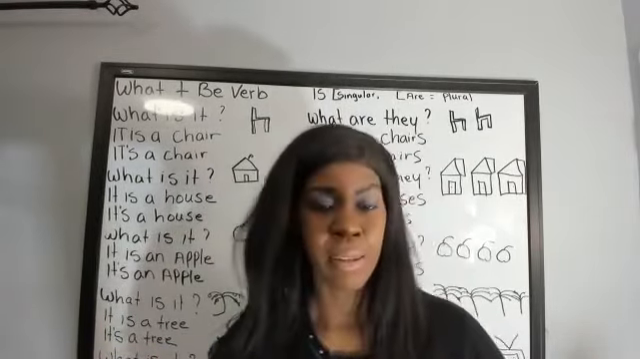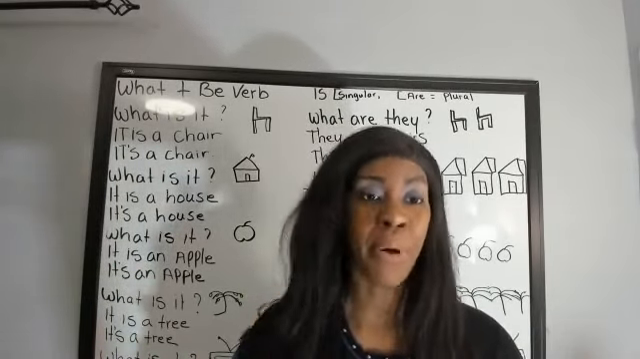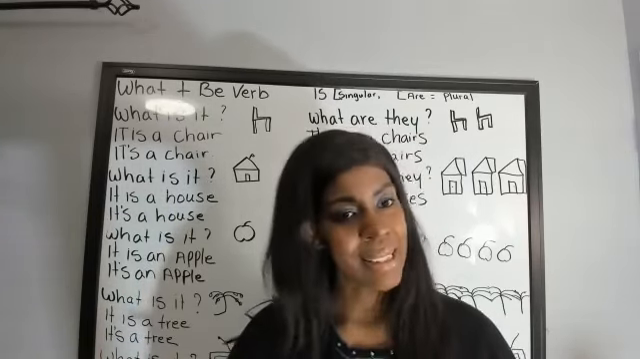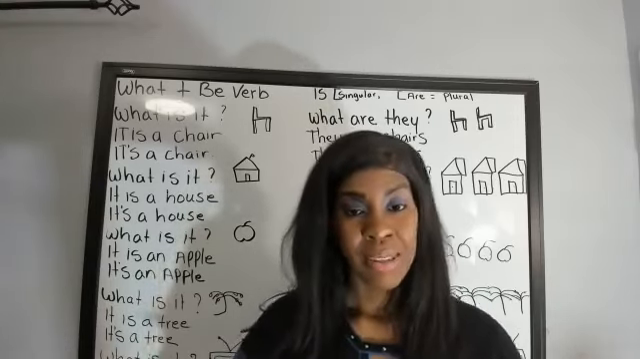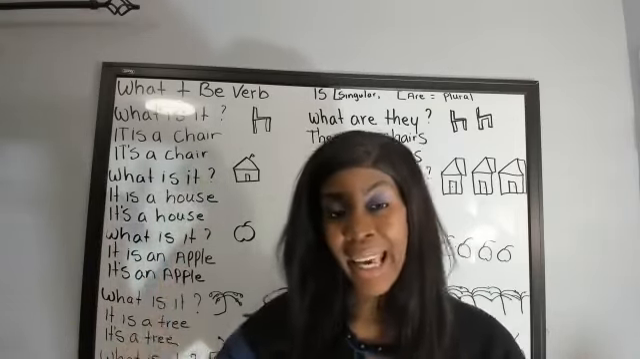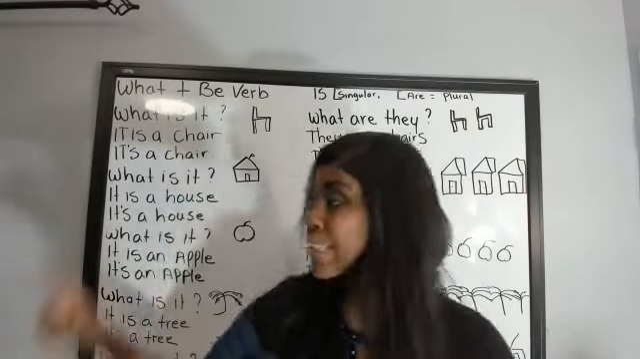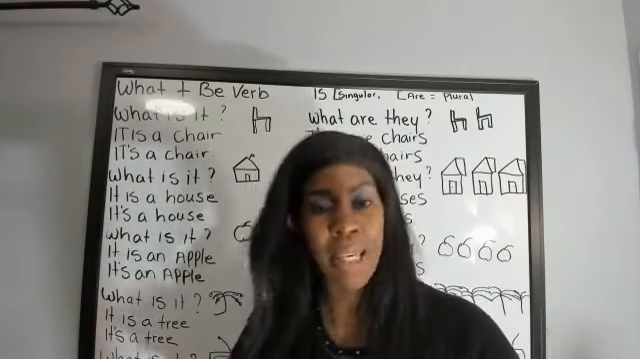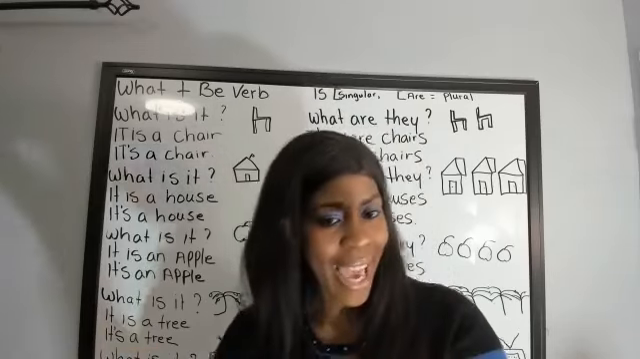Who is this? I'm talking about one person. Who is this? This is Amy. This is for singular. All right? You use is with a singular noun. This is Amy. Now, if I ask, who are they?